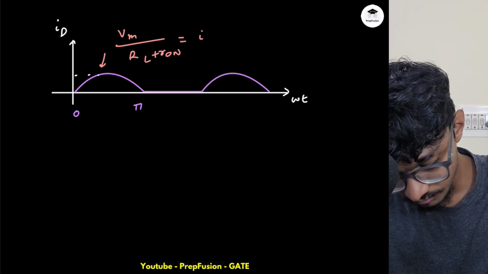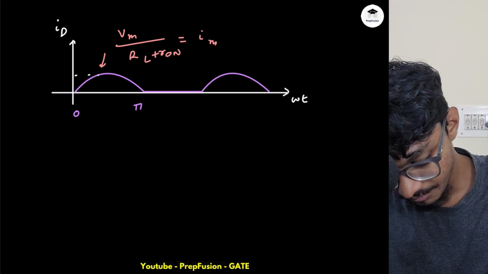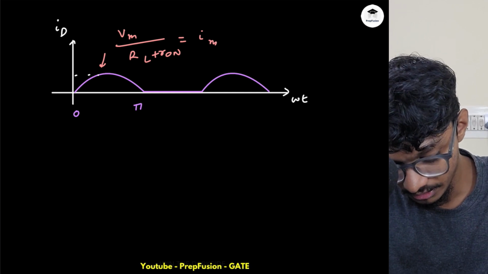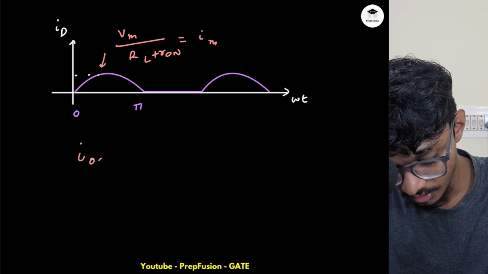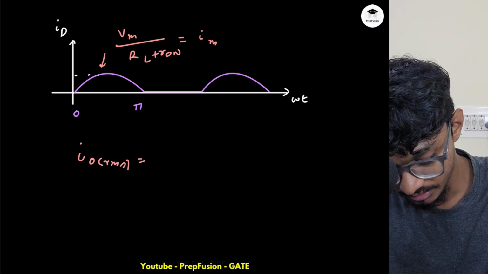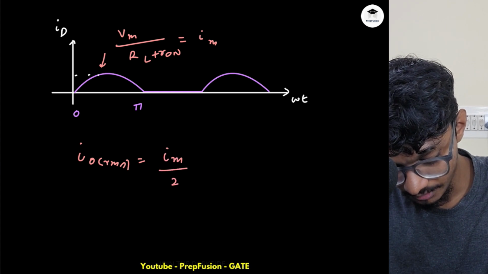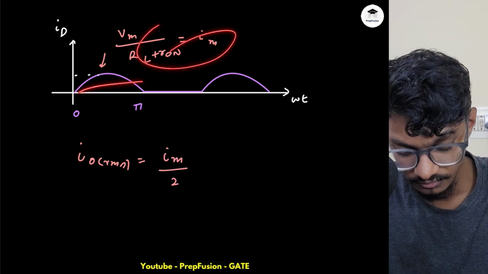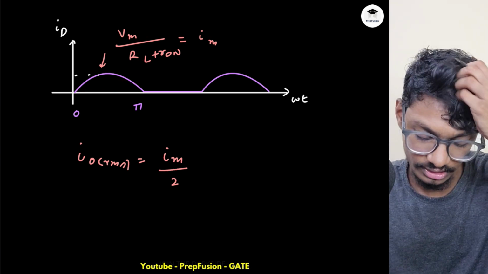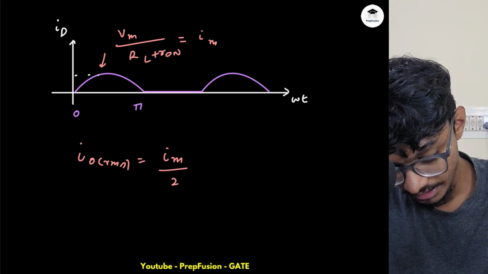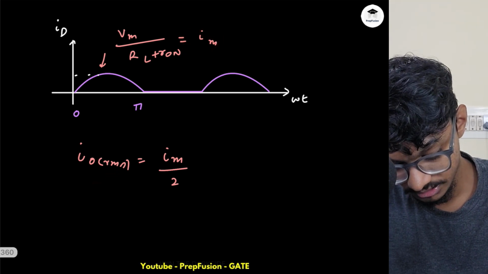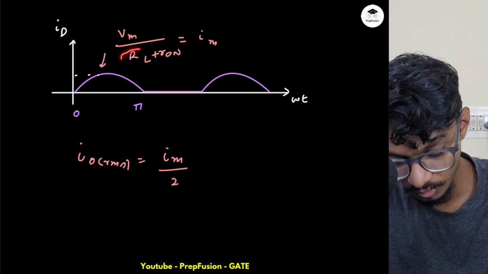This is Im. So from here you will be able to find the RMS. IO RMS will be simply equal to Im by 2. This is the value of the RMS for a half rectified sinusoid that you have found out. And if you put here the value you got for IO RMS, you equate this, then you will be able to find RL.